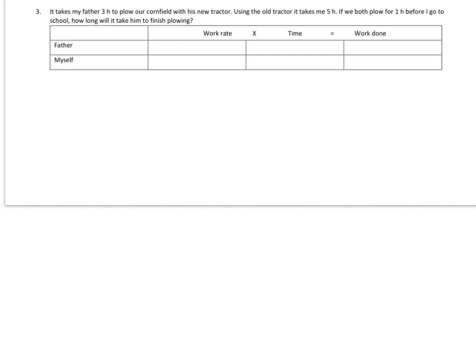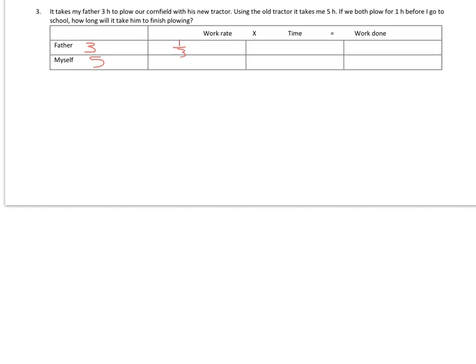Okay, so this one's going to be set up, like I said, just a little differently. They'll all be set up just barely differently. So if we read through this, we said it takes the father 3 hours. If he were to work all by himself, it would take him 3 hours to plow this cornfield. So in 1 hour, how much of the cornfield could he get done? 1/3. Me, it would take me 5 hours, of course, only because I'm using the old tractor.